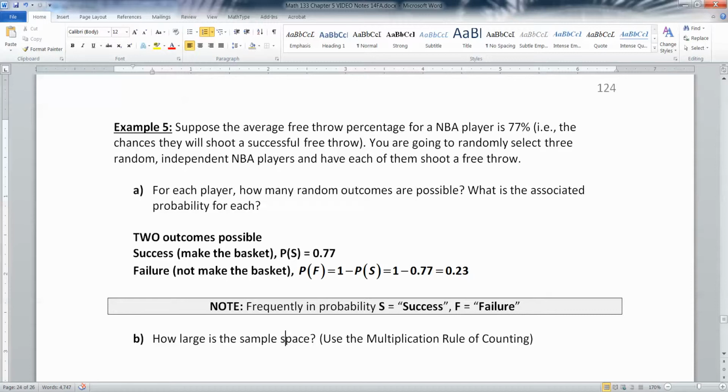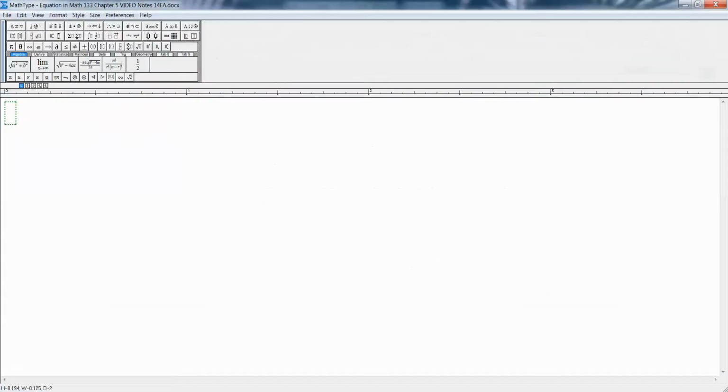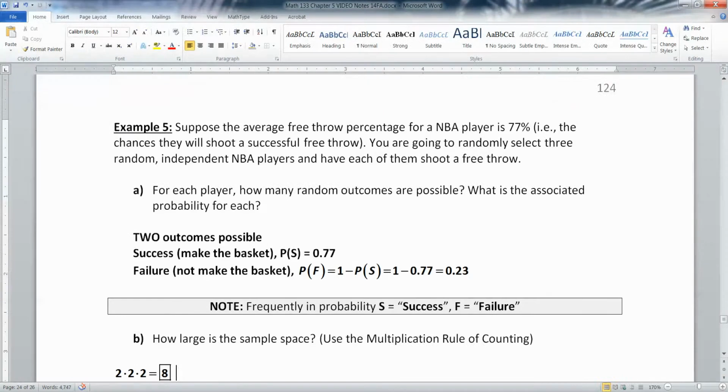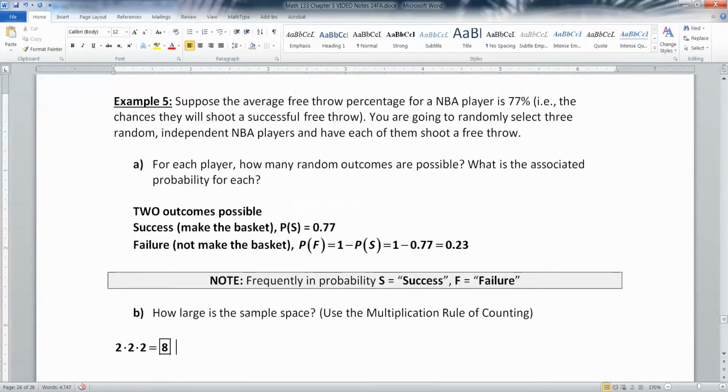Right? All right, now how large is the sample space? Well, you've got 3 shooters going up, right? So they have 2 options for the first shooter, he could succeed or fail. Then you have 2 options for the next one, succeed or fail. Then 2 options for the third one. That would give you a grand total of 8. 8 possible outcomes for the sample space.